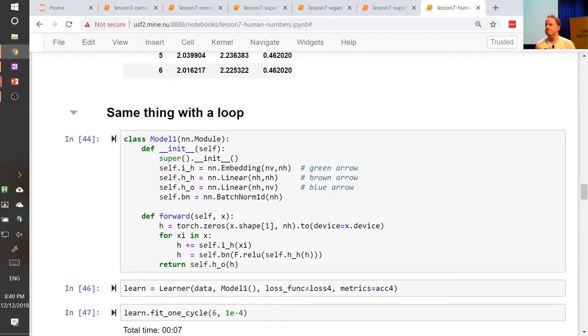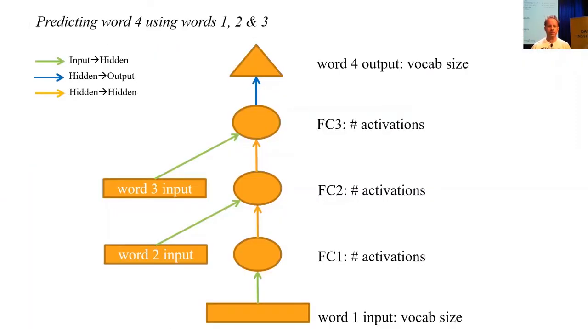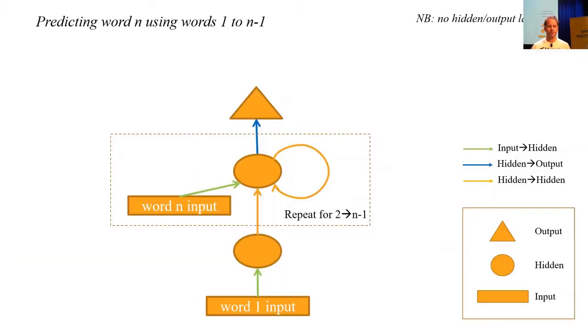Guess what? That's an RNN. An RNN is just a refactoring. It's not anything new. This is now an RNN, okay? And let's refactor our diagram from this to this. This is the same diagram, okay? But I've just replaced it with my loop. It does the same thing.